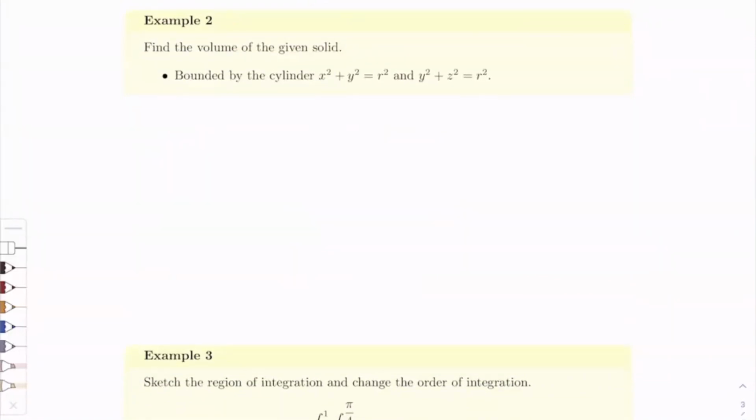I want you to find the volume of the given solid, which is bounded by the cylinders x squared plus y squared equals r squared, and y squared plus z squared equals r squared. Write down the question and I'll introduce myself properly.